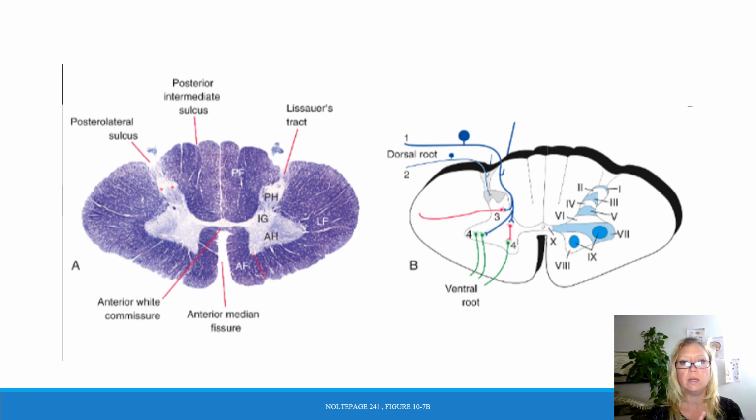Okay, so the picture here, just to put it in perspective, again, remember that picture on the left side of your screen is stained, and it's a myelin-loving stain, so that's why it's darker. The white matter is darker. Okay.